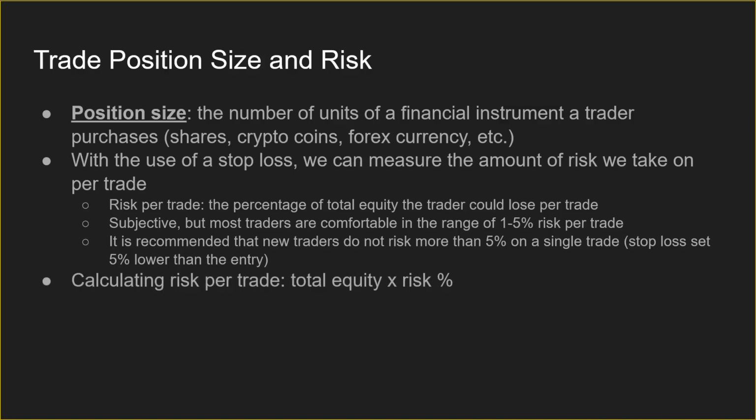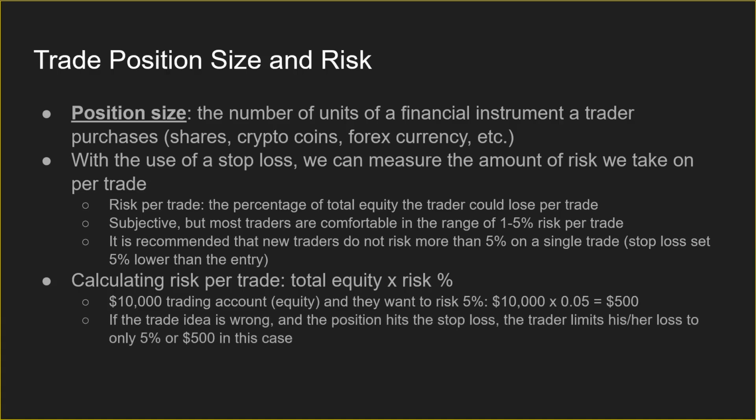Now, to calculate the risk per trade, we would multiply the total equity by the risk percentage. So let's say we have a $10,000 trading account. This is our equity. We want to risk 5%. 10,000 times 0.05 would be $500. So for every trade that you're risking 5% with that $10,000 trading account, you are risking $500.